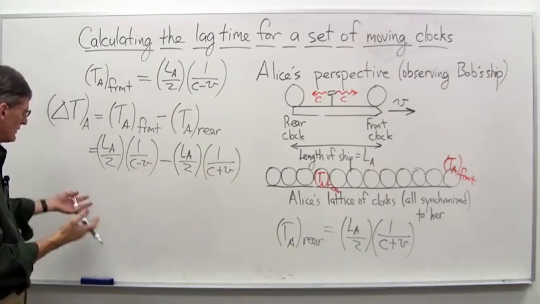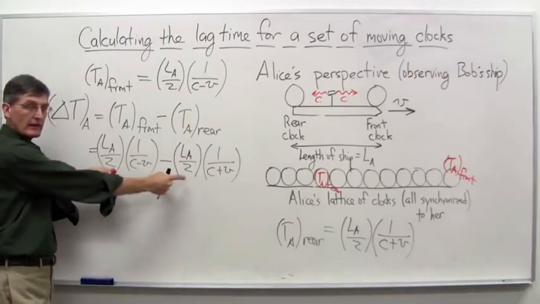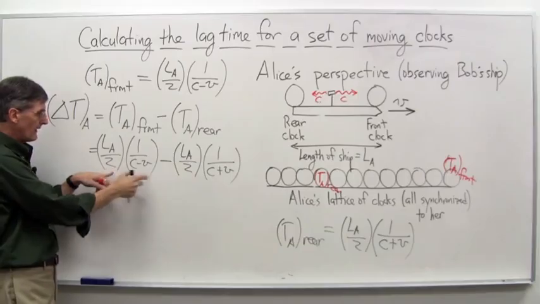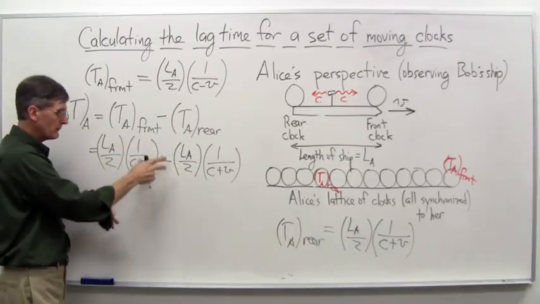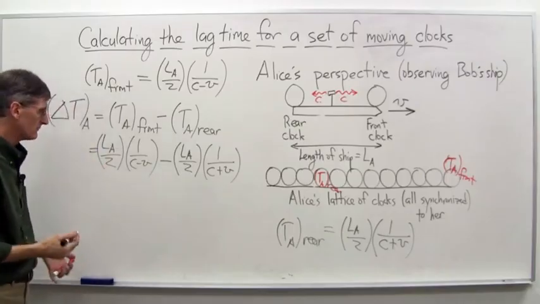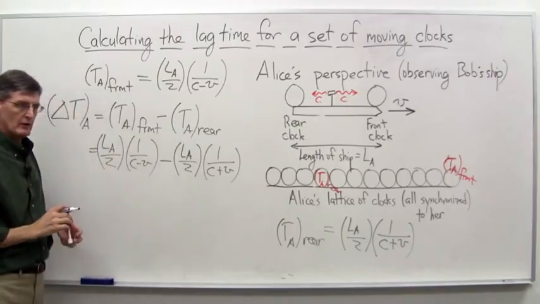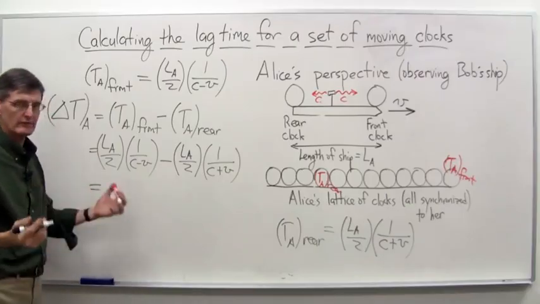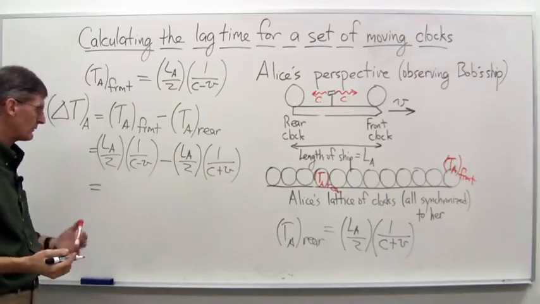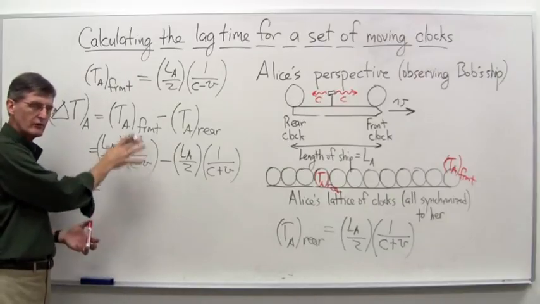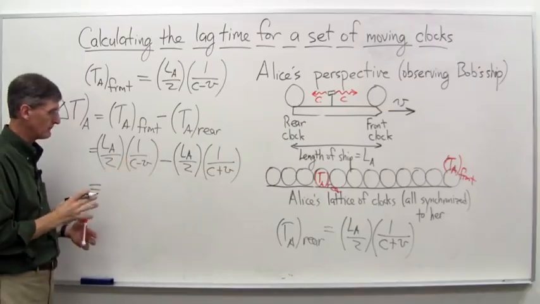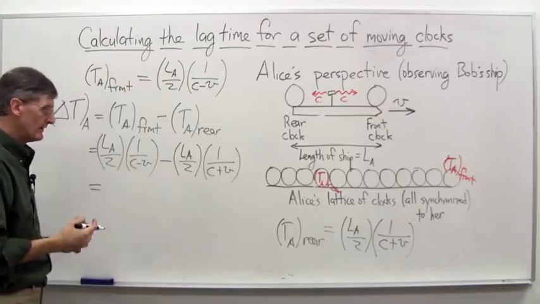And a little algebra is required here. It's interesting what happens, because you look at it and say, well, there's not much difference. Clearly, I've got an LA over 2 that we can pull out in each case. And then we just have the 1 over C minus V minus the 1 over C plus V. It doesn't look like that would be too difficult or give us some interesting results. But here's what happens. I'll leave a little exercise for you to take this and get to the next line we're going to write down. You can check it against the answer here.